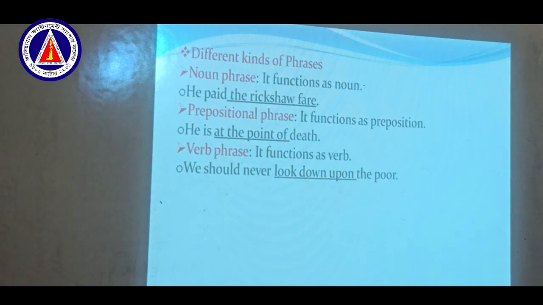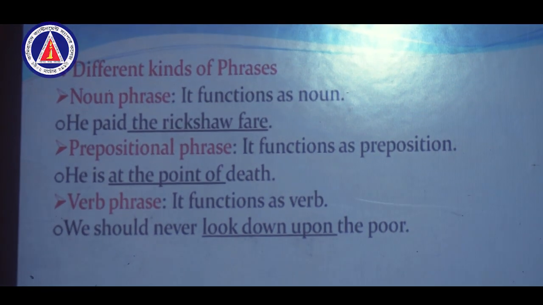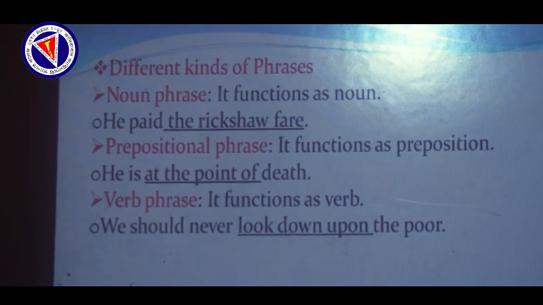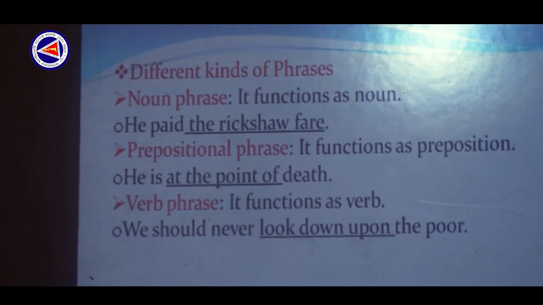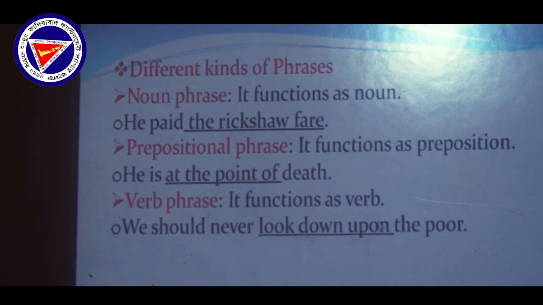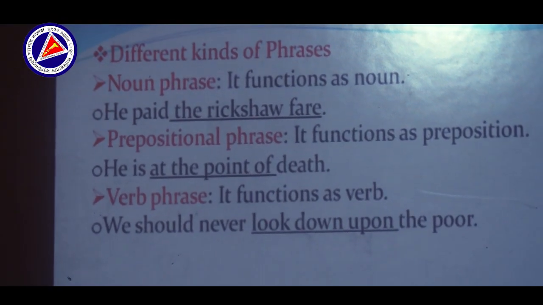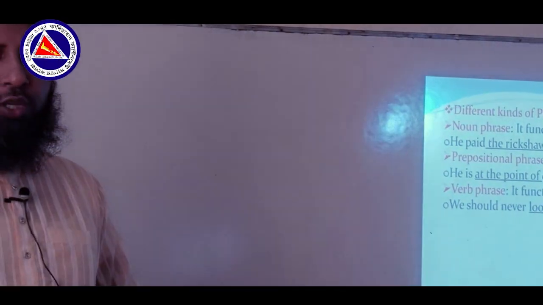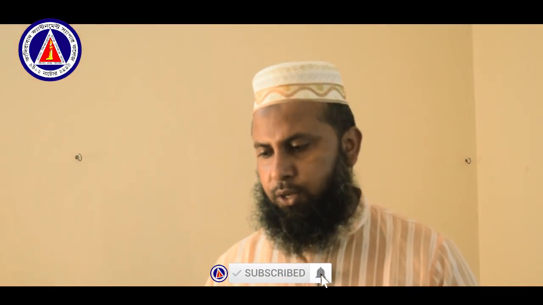We should never look down upon the poor. So here, look down upon, three words together. It's not about a particular word, look or down or upon. Rather, the three words together give us the meaning to insult. We should never insult the poor. So here, there is no verb except look down upon. That's why look down upon is a phrase and it is functioning as the verb in the sentence.